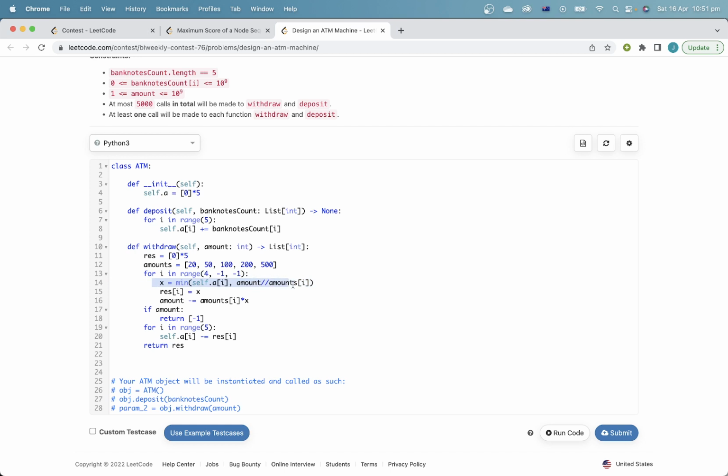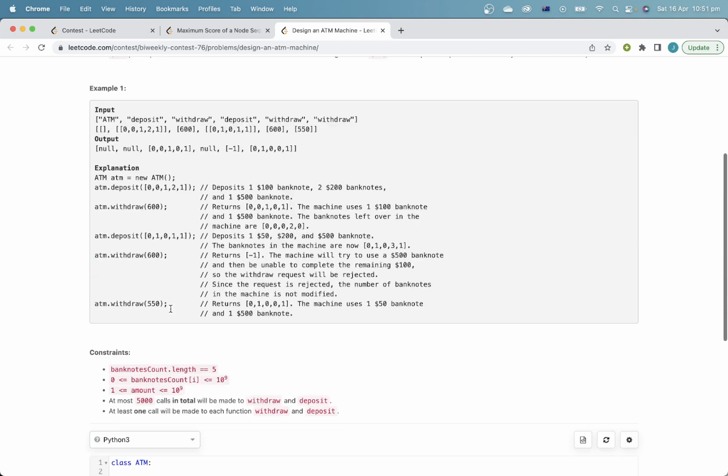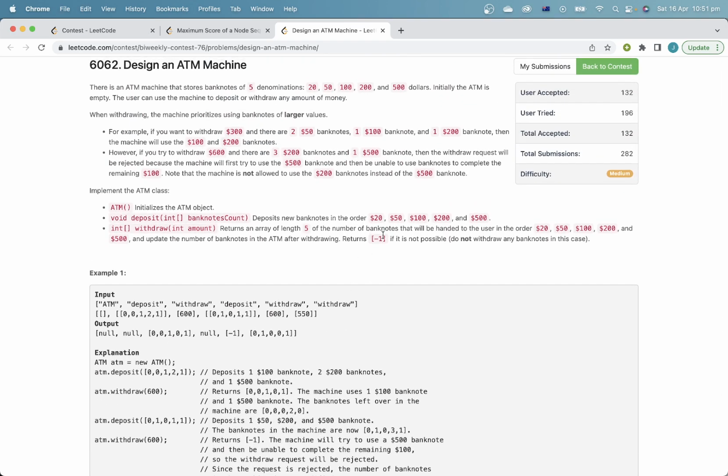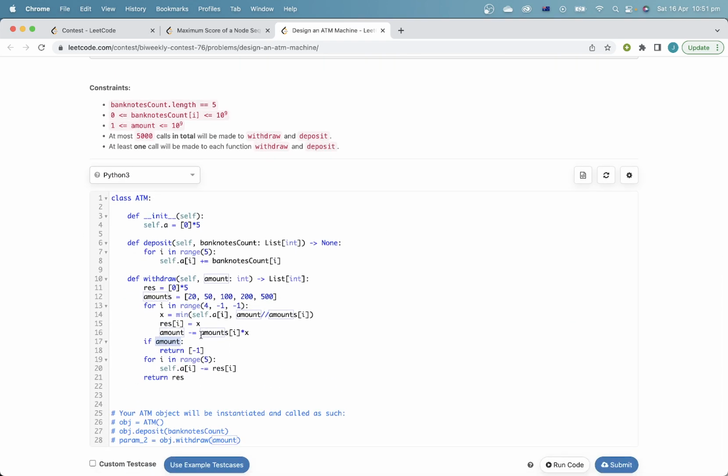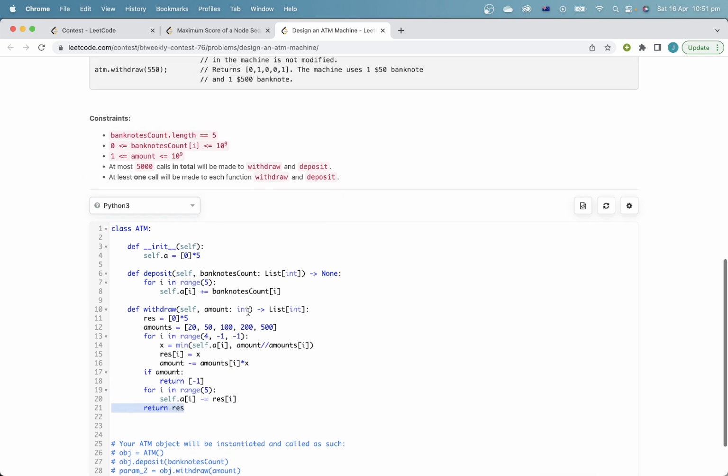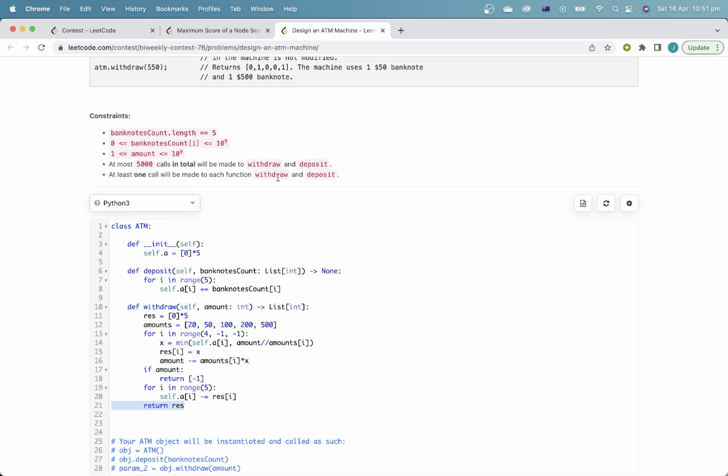So once I figured out how many notes of that type I'm going to take, I'm going to update this, and I'm going to subtract that off my remaining amount. If I have amounts left over, that means I wasn't able to withdraw exactly that amount of money, so I'll return -1. If it is possible, then I have to actually update my bank, and then I'll return the answer. It's pretty simple.